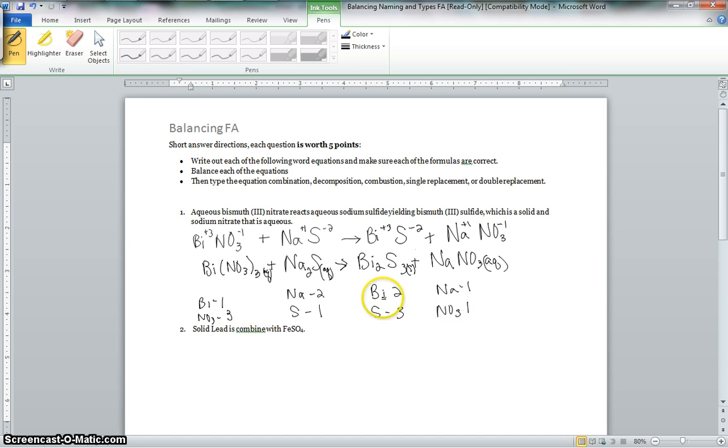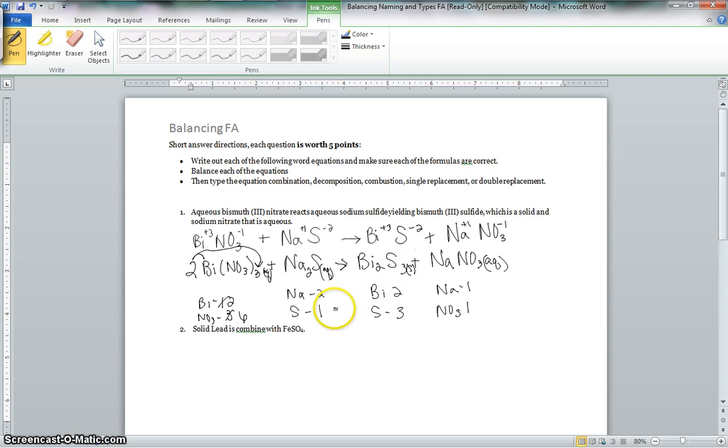Okay, so let's start with the Bi's first. We have 2 on this side, but only 1 on this side. So I'm going to add the coefficient of 2. That's going to come here, gives us 2 Bi's. And that's also going to give us 6 NO3s. We're going to multiply those. Next one, we have 2 sodiums on this side and only 1 over here, but we have 6 over here, so let's wait off on that one.